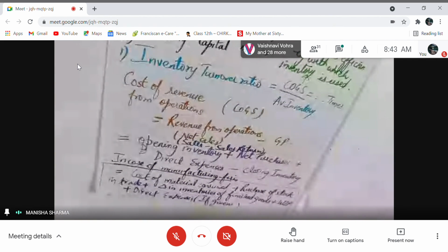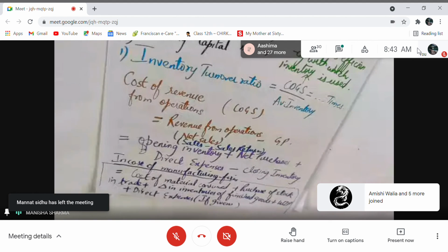So this is all about the inventory turnover ratio. We'll continue with the inventory turnover ratio tomorrow as well. Thank you, girls, thanks for joining. Any question you want to ask? Anything which is not clear to you, that I need to tell you again?